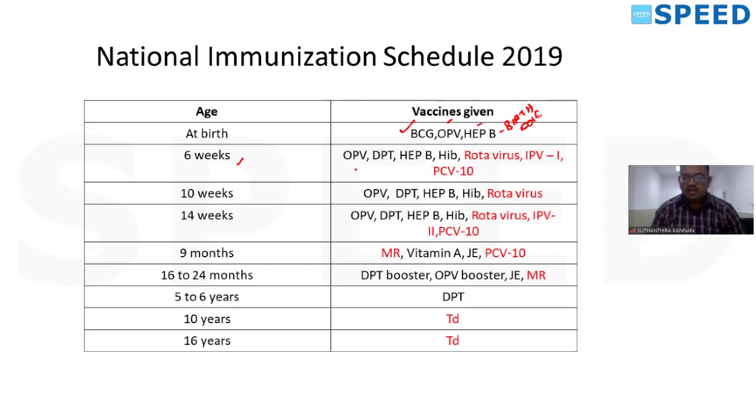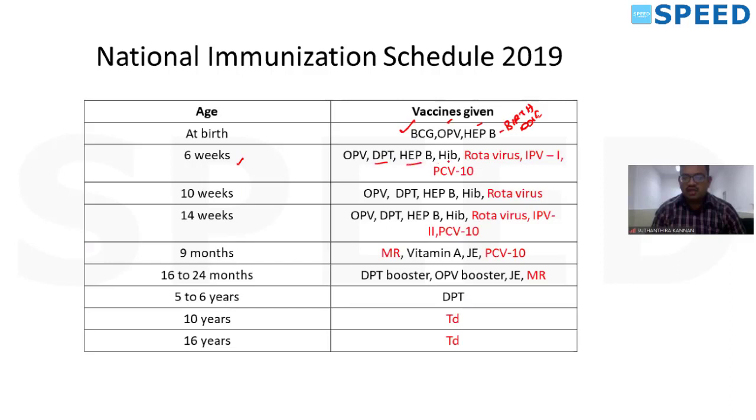And at 6 weeks, what are the vaccines? OPV, DPT, hepatitis B, HIB, rotavirus, injectable polio vaccine 1 and PCV10. And I always tell in my class and repeat it again, if you don't know a vaccine dose, the answer is 0.5 ml. If you ask what is the dose of rotavirus vaccine, the answer is 0.5 ml. If you ask what is the dose of MR vaccine, the answer is 0.5 ml. What is the dose of corona vaccine? The answer is 0.5 ml. Last year when I was taking class, I told students the dose of corona vaccine will be 0.5 ml and it is absolutely correct. So at 6 weeks, these are the vaccines.